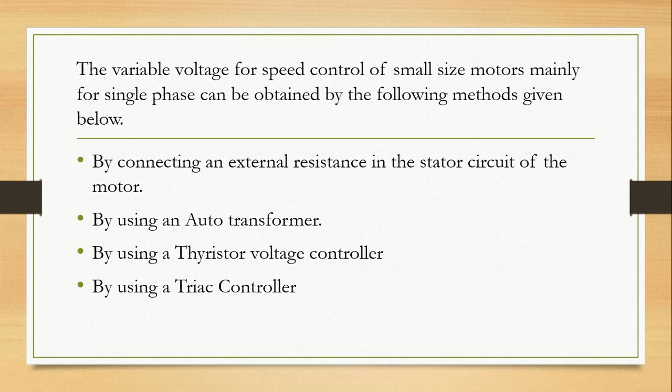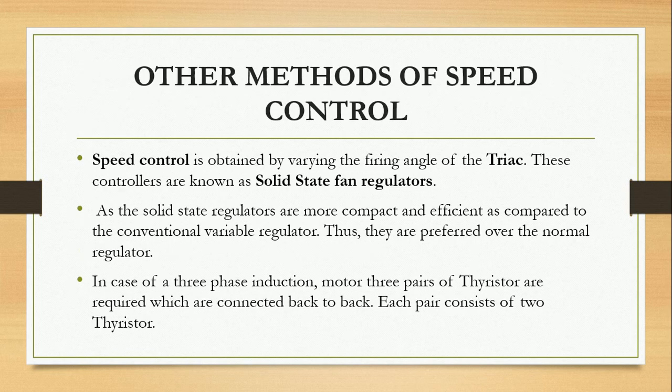The variable voltage for speed control of small size motors, mainly single phase, can be obtained by the following methods. These can be done by connecting an external resistance in the stator circuit of the motor, or by using an auto transformer. We can also use a thyristor voltage controller or a triac controller. Let us see some of the other methods of controlling the speed of an induction motor.